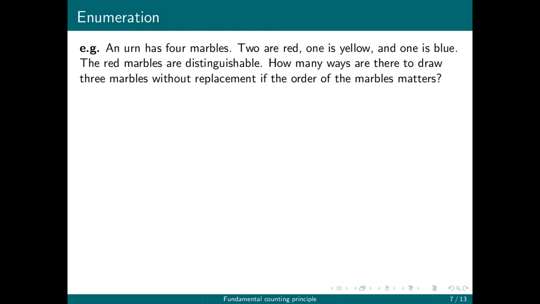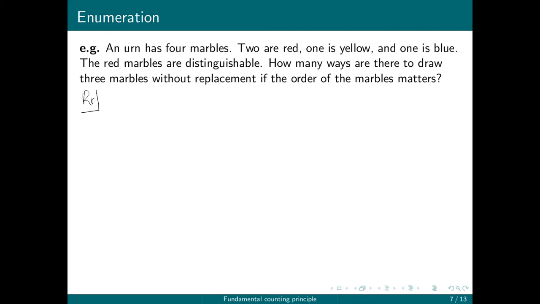We've got an urn with 4 marbles. 2 are red, 1 is yellow, 1 is blue, and the 2 red marbles are distinguishable. We can tell those apart. So for example, we might denote that with big R and little r. Big R will be one of the red marbles, little r will be the other red marble. And it asks, how many ways are there to draw 3 marbles without replacement if the order of the marbles does matter?